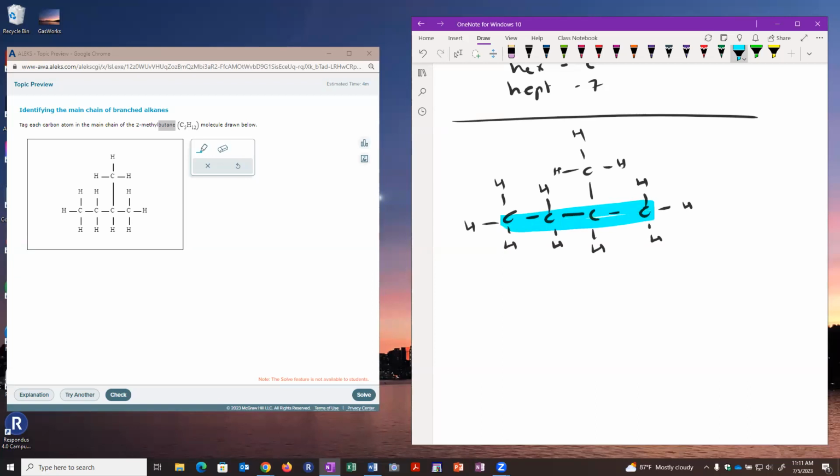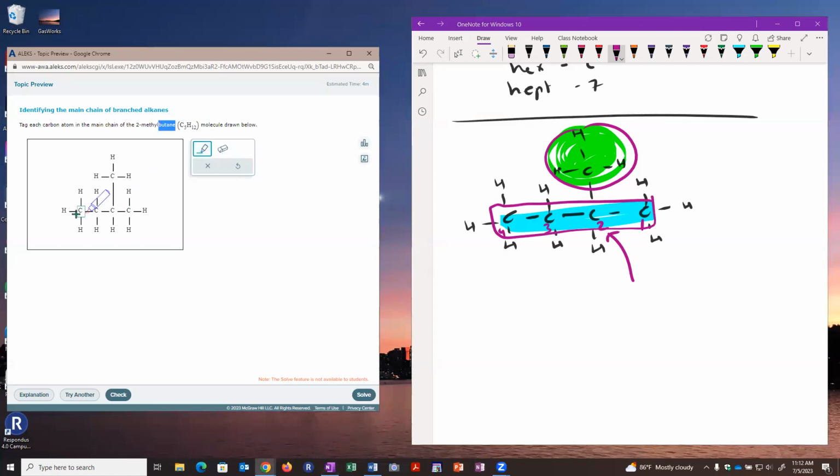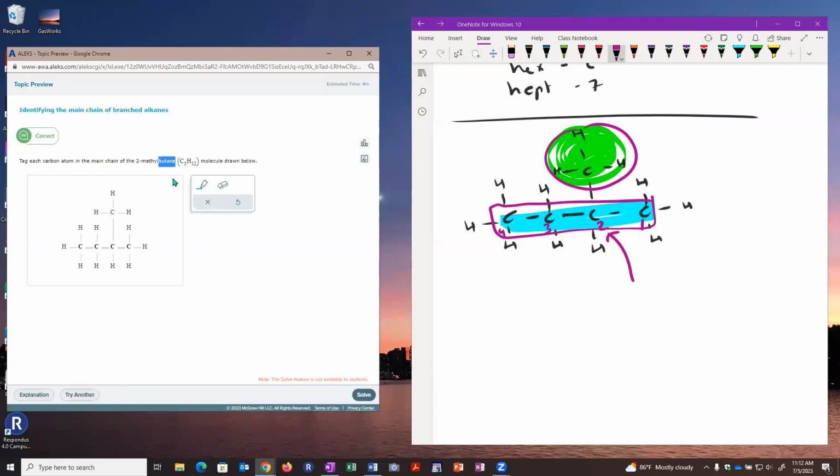So 1, 2, 3, 4, and then we can see that there's a group or a branch hanging off of that, right? And if I wanted to number this chain, I would actually number from the right side, 1, 2, 3, 4, so that my substituent group is hanging off of the lowest numbered carbon, which in this case would be carbon number 2, hence the name 2-methyl. There's a methyl group coming off of carbon 2, and then butane, my longest continuous carbon chain. So if I tag or highlight these, that's going to be the longest chain that I have.